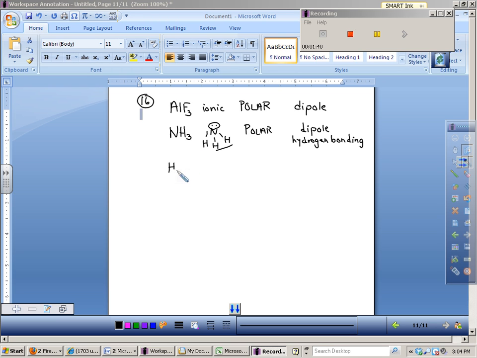H2S is our next one, very similar to H2O. So we're going to have sulfur bonded to two hydrogens. Sulfur needs 8, so it'll be keeping 2 lone pairs. This one would also be polar, which means we're going to have dipole interactions. And you see that the sulfur is keeping 2 lone pairs, and there's hydrogens, so we're going to also have hydrogen bonding.